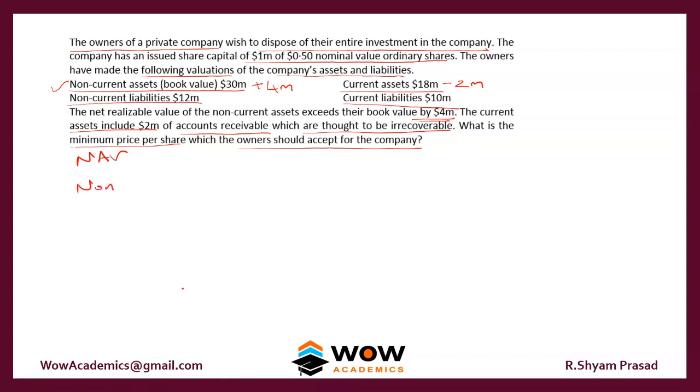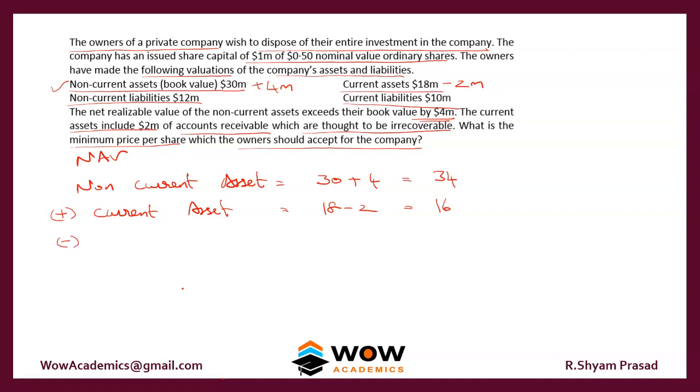Non-current asset value: 30 million plus the 4, so that comes to 34 million. Then we'll add the current asset. The current asset comes to 18 million. From there we can deduct the 2 million which is not realizable, so that comes to 16. We'll deduct the non-current liability.